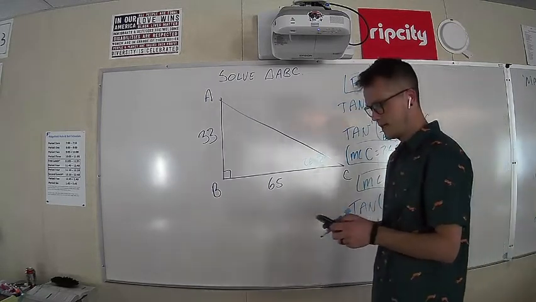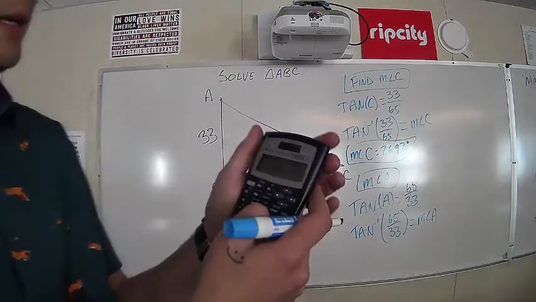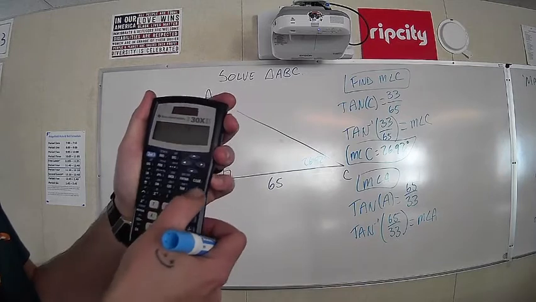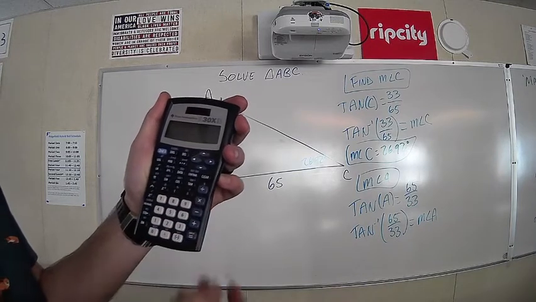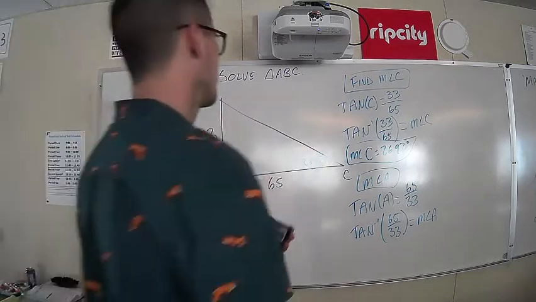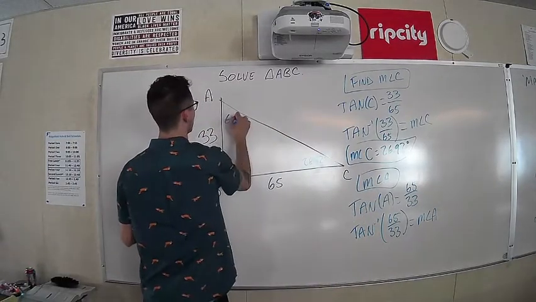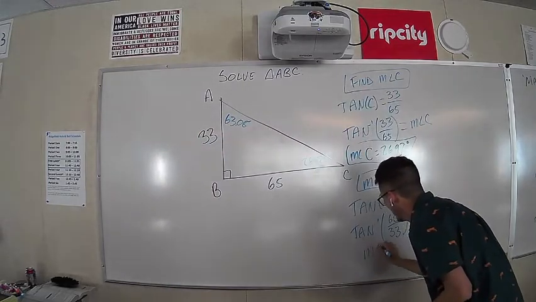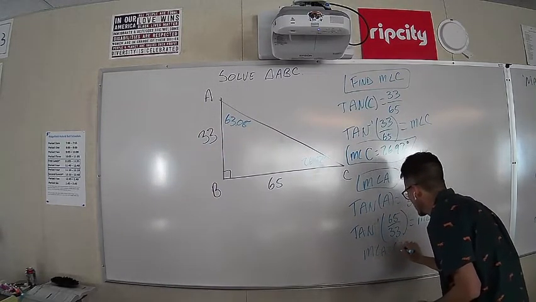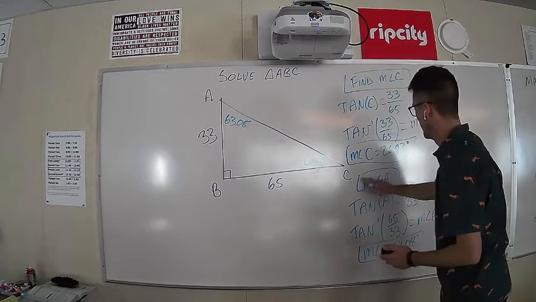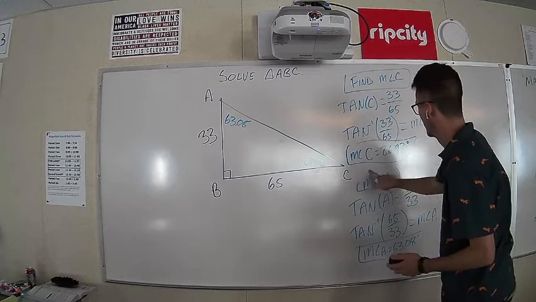So here we go, back to the calculator. Pressing second, tangent. So I have the inverse tangent up here, 65 divided by 33, close my parenthesis, boom. This angle measure is 63.08 degrees. So the measure of angle A equals 63.08 degrees. I don't know why I boxed that. That is what we found there.